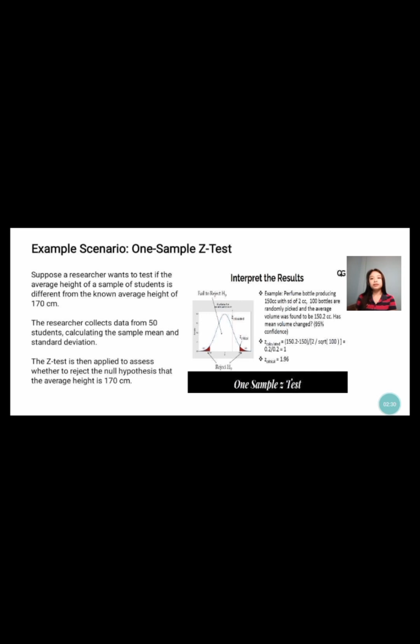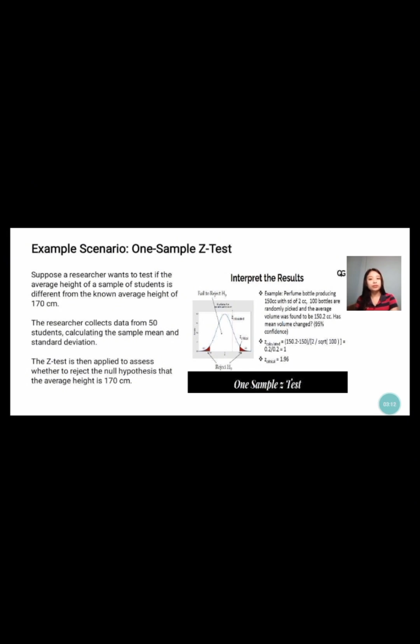Example scenario: one sample z-test. Suppose a researcher wants to test if the average height of a sample of students is different from the known average height of 170 cm. The researcher collects data from 50 students, calculating the sample mean and standard deviation. The z-test is then applied to assess whether to reject the null hypothesis that the average height is 170 cm. Interpret the result.